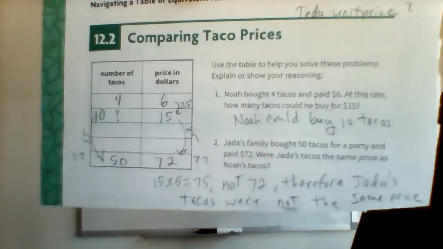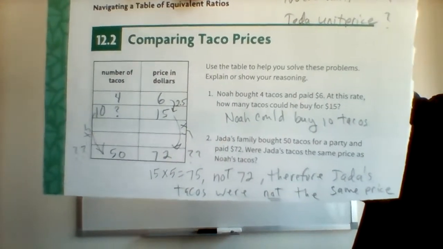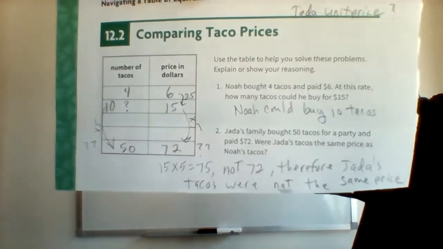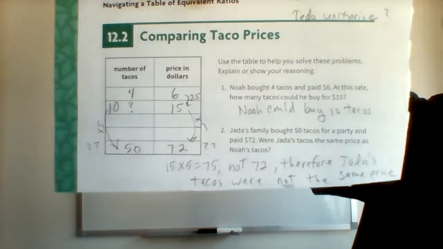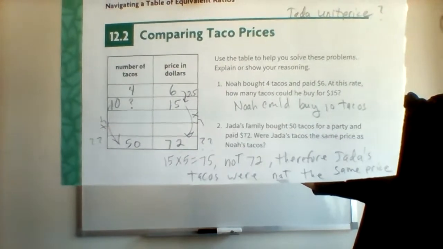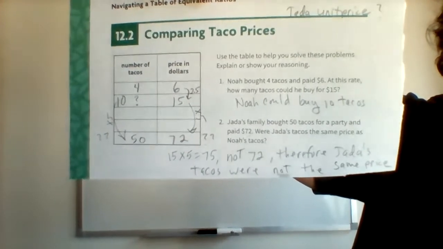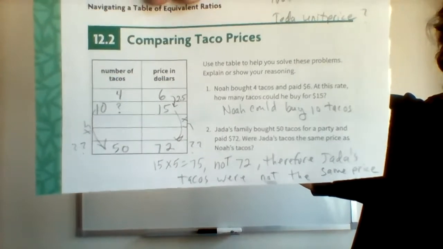Let me show you what I mean. So I started in the table with 4 and 6. 4 and 6 is exactly the information that they started with. What are they asking me for? They're asking me what does it cost for 15, how many tacos can I get for $15? That's why there's a question mark under the 4.